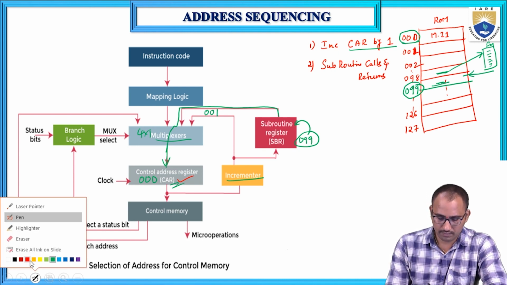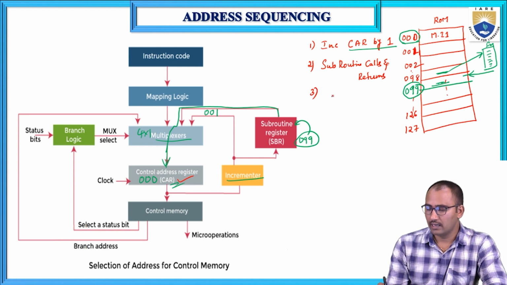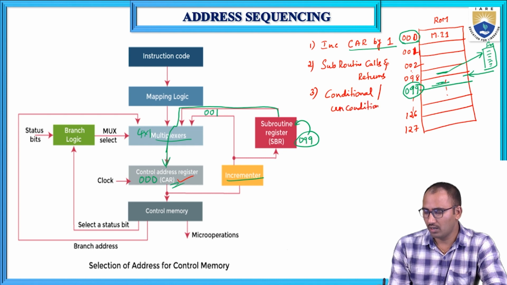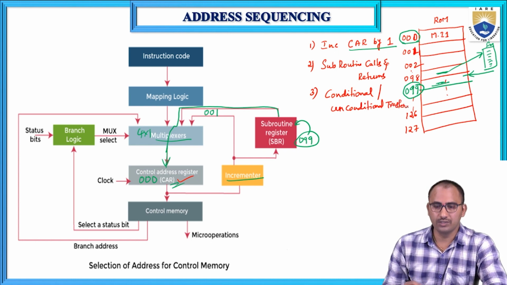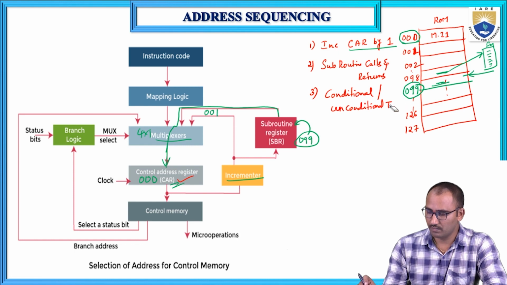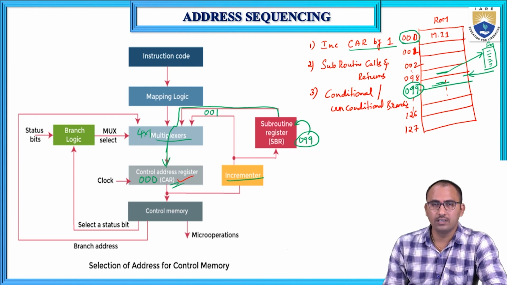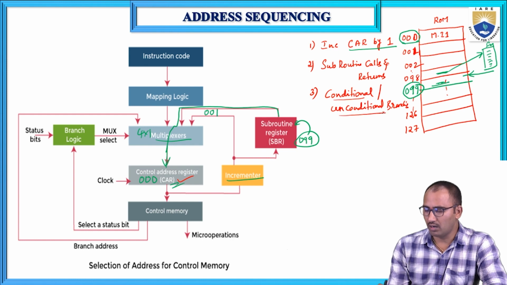Next, the third one is conditional or unconditional transfer, that is, conditional or unconditional branching. Branching means transferring the program control from one memory location to another memory location. That is called branching.